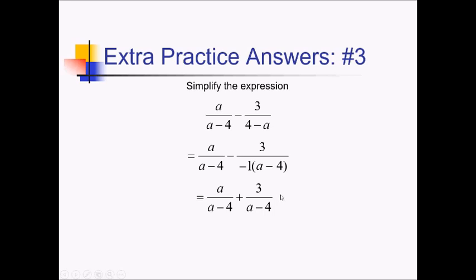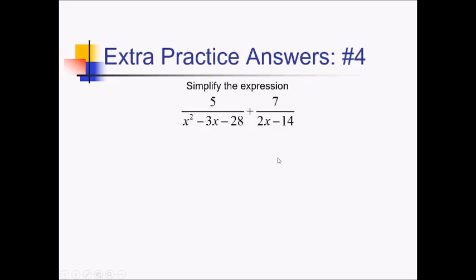Once we've done that, without even having to multiply this first fraction by anything to get the LCD, we've already got a common denominator of a minus 4. That means that we can just merge this into one big fraction where we have a minus 4 as the denominator, and now we can add the numerators, so a plus 3. Since a and 3 are not like terms, the best we can do is just keep them added like this and call it a day.